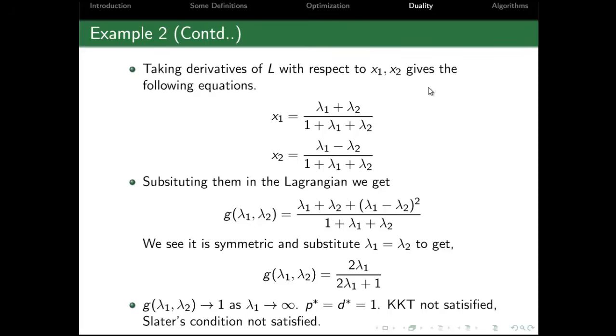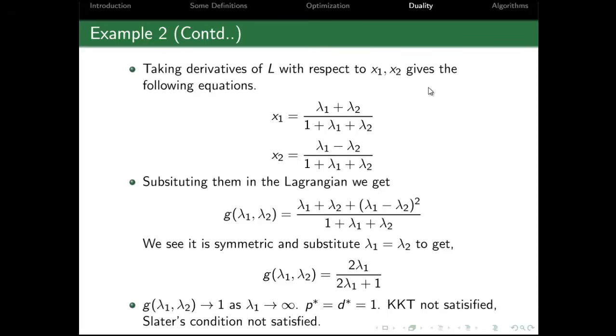Okay, now let us try to investigate what exactly is happening. We'll try to solve the dual problem now. For solving the dual problem, we have to find the maximum of g. So first let us find out what the function g is. g is the infimum of the Lagrangian over x. We take the derivative of L with respect to x, solve it, and then we arrive at this g function, which is a function of lambda 1 and lambda 2.